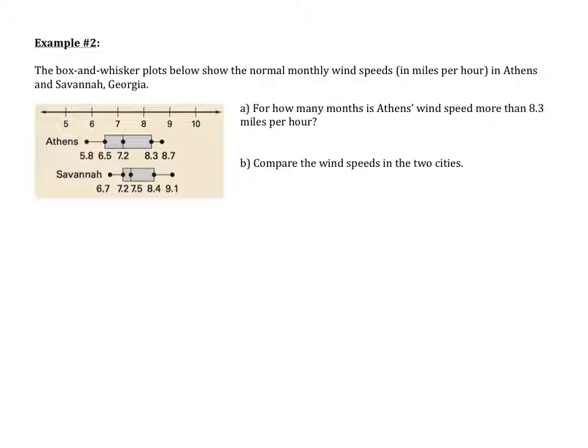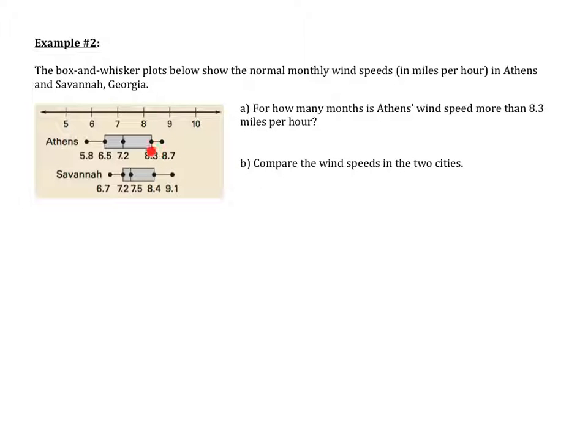Here's example number 2. The box and whisker plots below show the normal monthly wind speeds in miles per hour in Athens and Savannah, Georgia. Part A says for how many months is Athens wind speed more than 8.3 miles per hour. So first, let's look at the Athens box and whisker plot. We see 8.3 right here. And the question is, for how many months is Athens wind speed more than 8.3 miles per hour?